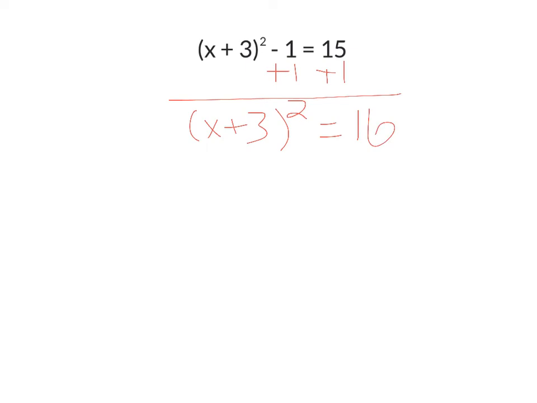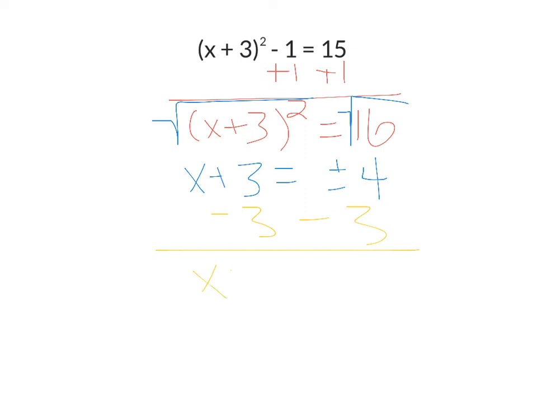Now I can't get rid of my addition of plus 3 yet because it's inside parentheses, so I have to get rid of my exponent first by taking the square root of both sides. So I'm left with x plus 3 equals plus or minus 4. Now I can get rid of my addition by subtracting 3 from both sides of my equation, and I get x equals negative 3 plus or minus 4.